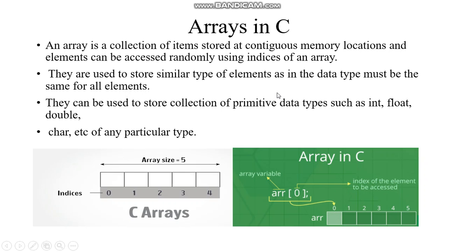Any type of data can be stored. It might be integer, float, or double. All the elements will be of the same type. If this array is of data type integer, here 6 data items of integer data type will be stored.